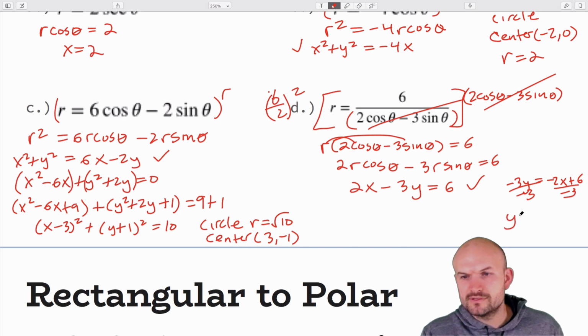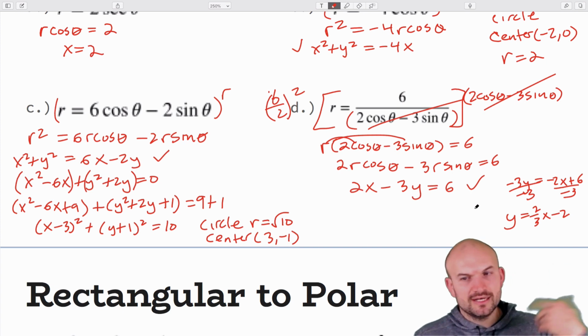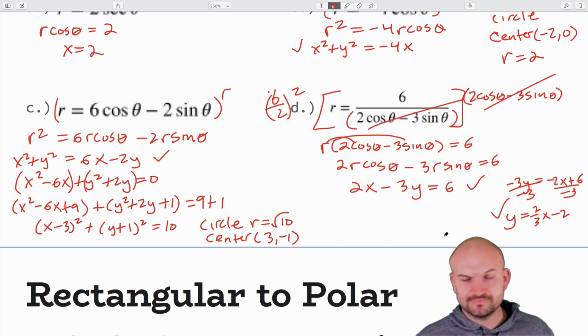So y equals a positive 2/3 x minus 2, right? So you could subtract the 2x, divide by -3, and you could also do slope-intercept form as well.